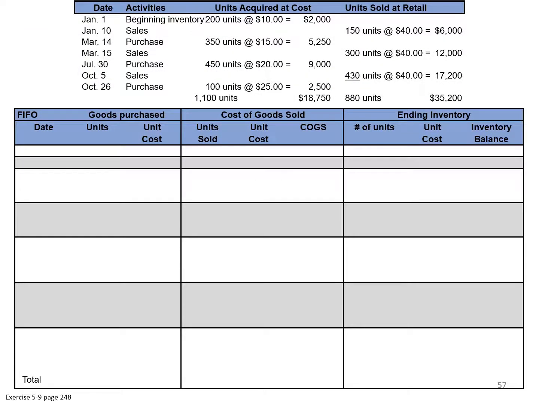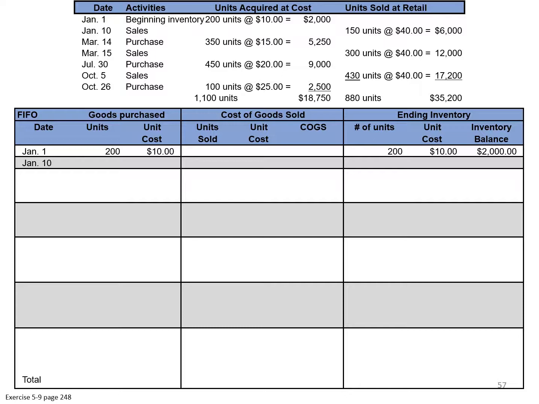All right, so under the FIFO method, we have beginning inventory of 200 units at a cost of $10 per. So that's going to go to our ending inventory because we didn't sell anything on January 1st. 200 units at $10 per for a balance of 2,000. Then on January 10th, they sold 150 units. Under the FIFO method, we're selling the oldest units first.